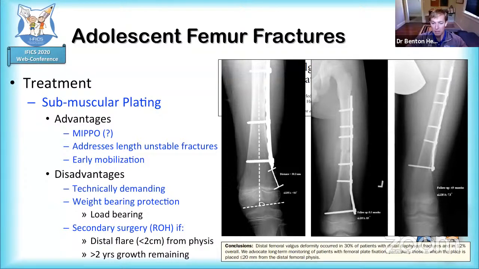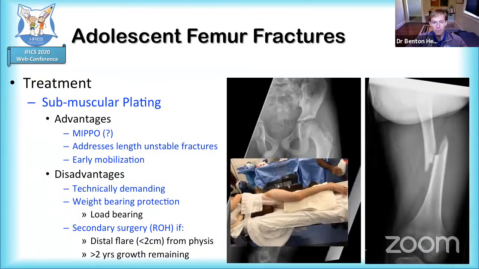requiring osteotomies. And so our rules basically from this study are that if you place the plate within 2 centimeters of the physis and you have 2 or more years of growth remaining, you should plan to remove the plate. And certainly for everybody, you should plan to monitor and think about hips to ankles films to make sure this doesn't develop. In terms of the submuscular plate technique, we tend to favor the lateral decubitus position, allows for easy entry as well as easy radiographs.